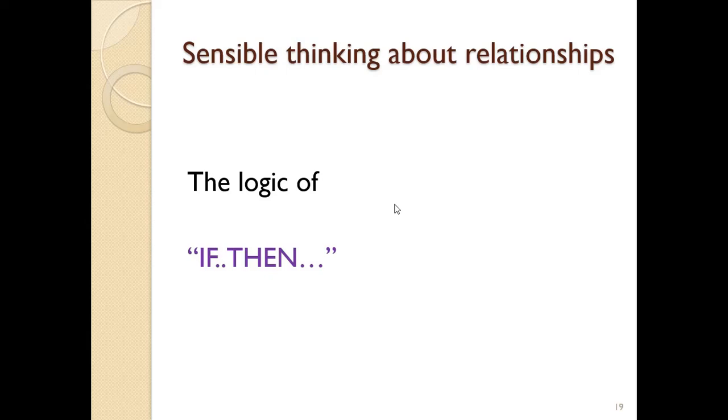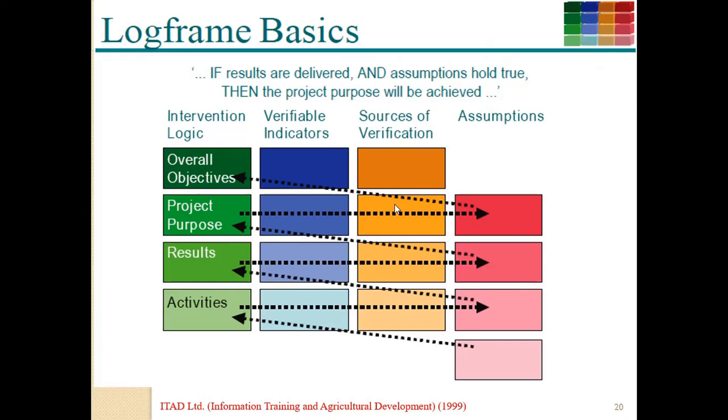How then can we think about such a chain in terms of the results that we want to achieve? So the logic that is usually applied here is the if-then logic, and this is explained right here.